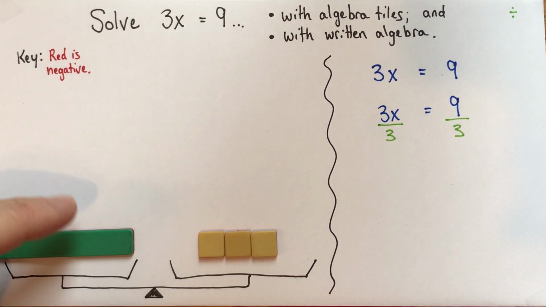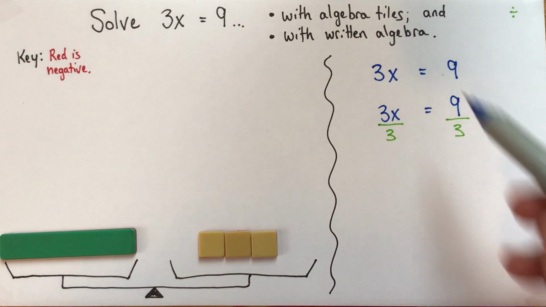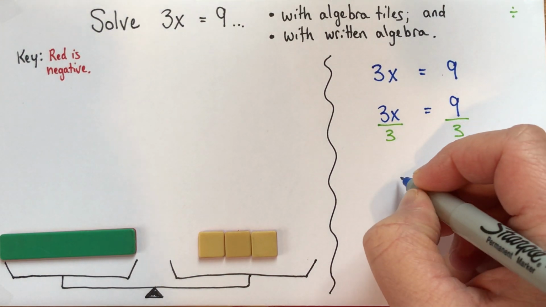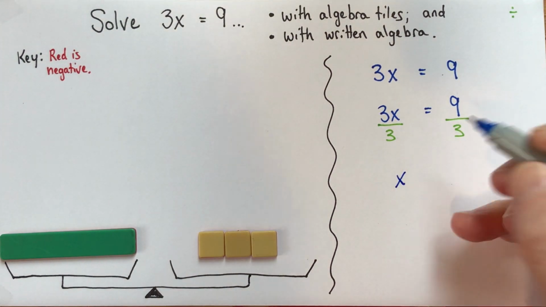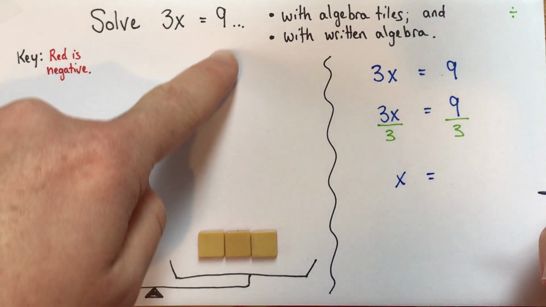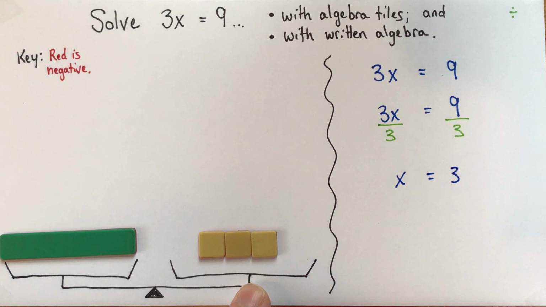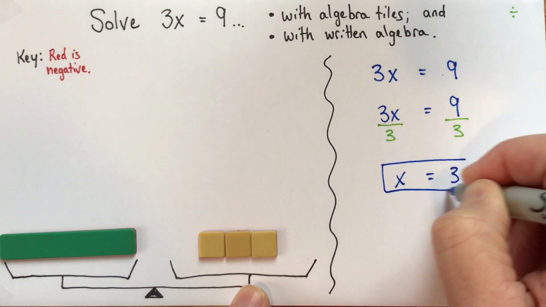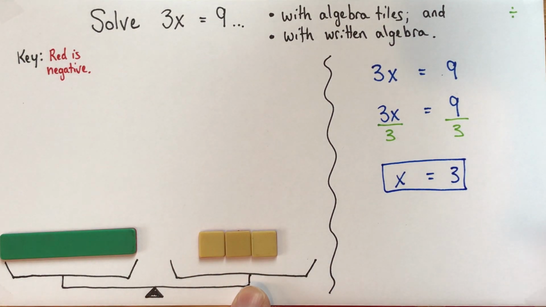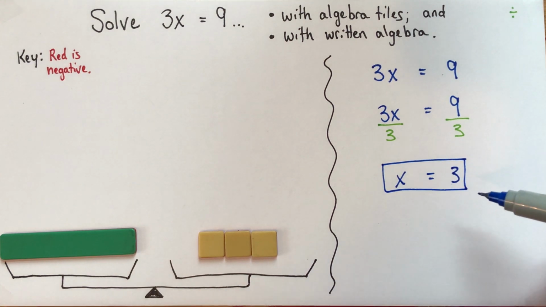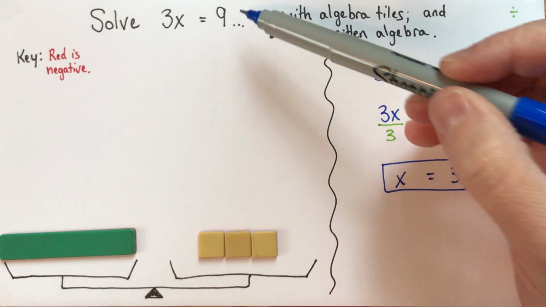So here I had 3x divided by 3 equals x. I can write that with my tiles: 3x divided by 3, that's x. And then on the other side I had 9 divided by 3, and that's equal to 3. So this is the solution to my equation. That means, and probably many people had gotten this just in their heads beforehand, 3 times 3 is 9.